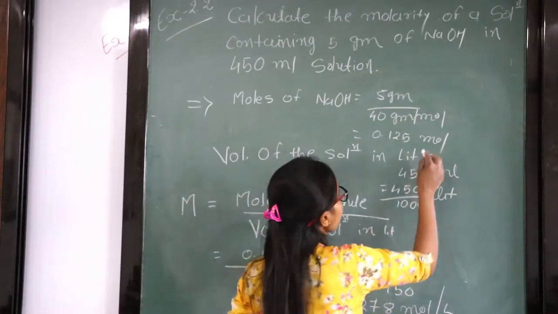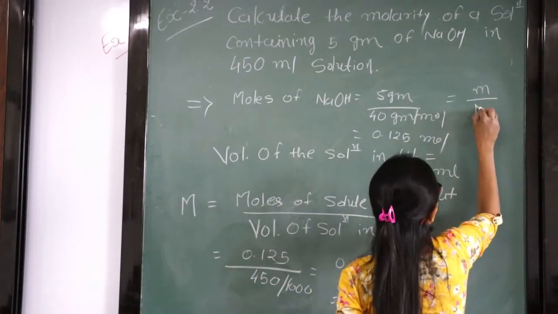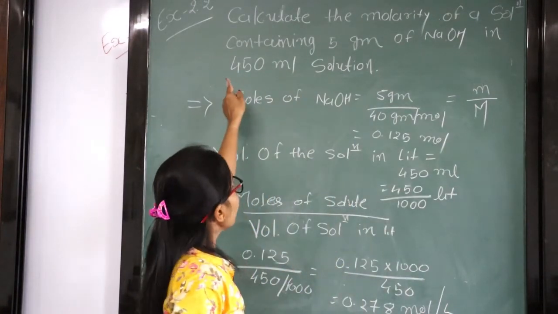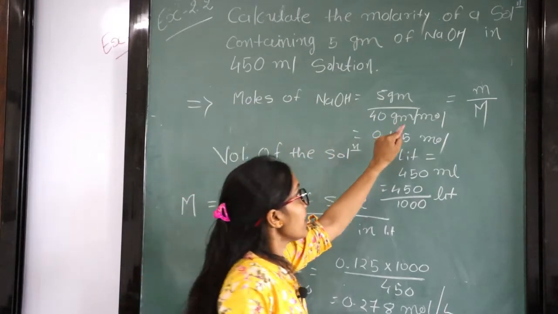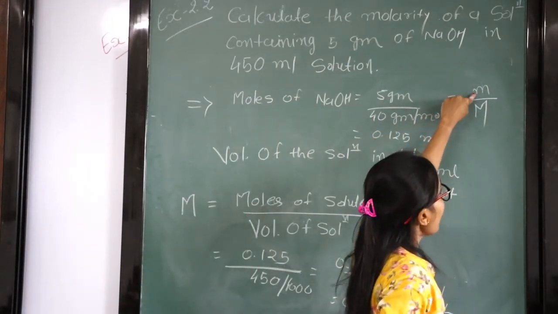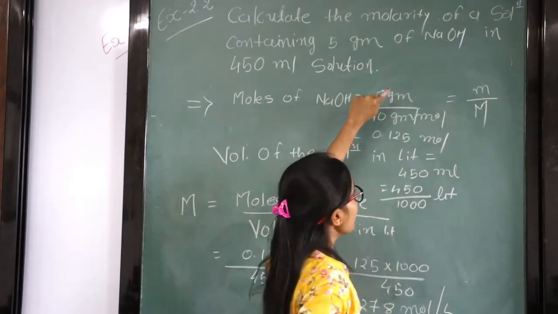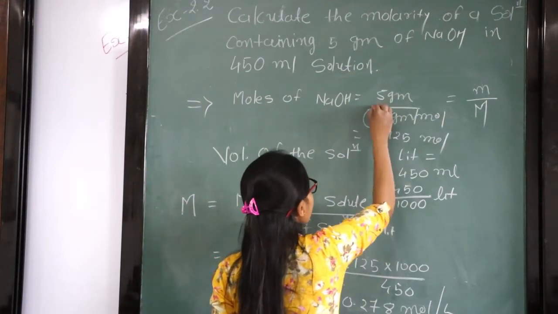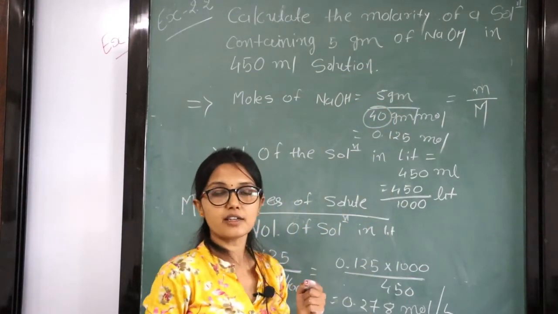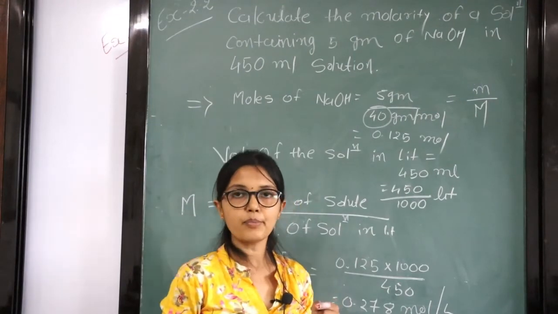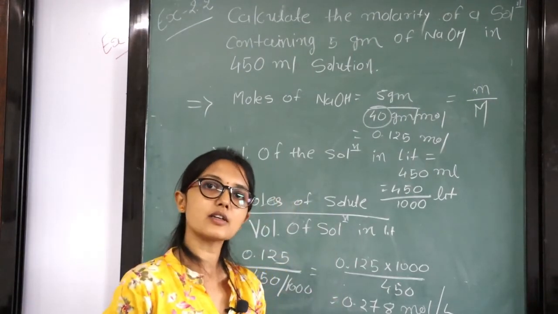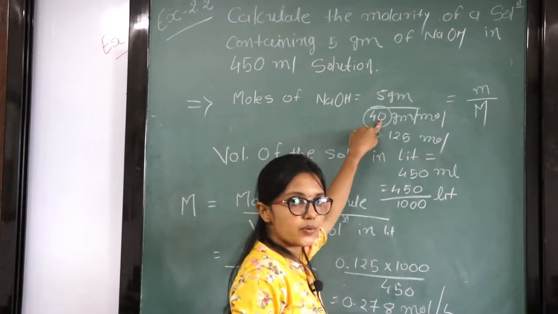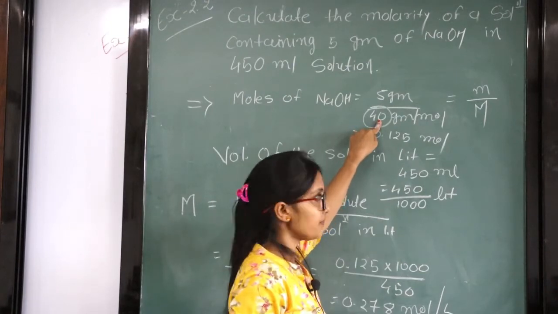Moles is small m, mass divided by molar mass. The mass value is already given: 5 gram. So put m equal to 5, divided by the molar mass of NaOH, which is 40. How is the value 40 formed? It is the atomic mass of Na plus the atomic mass of oxygen plus the atomic mass of hydrogen. This is the molar mass of sodium hydroxide.